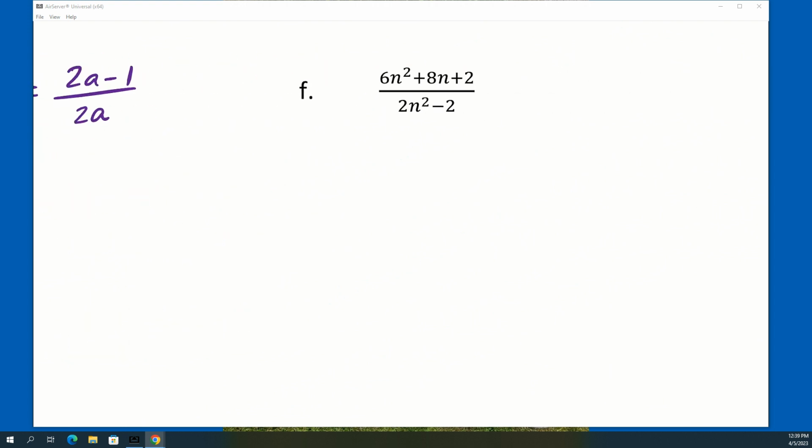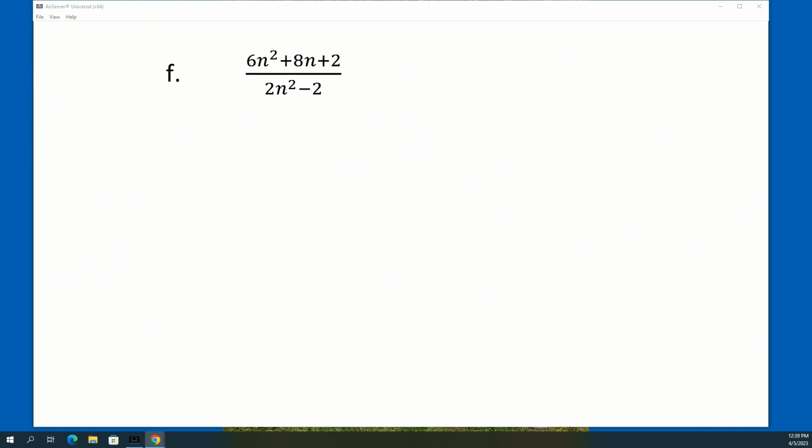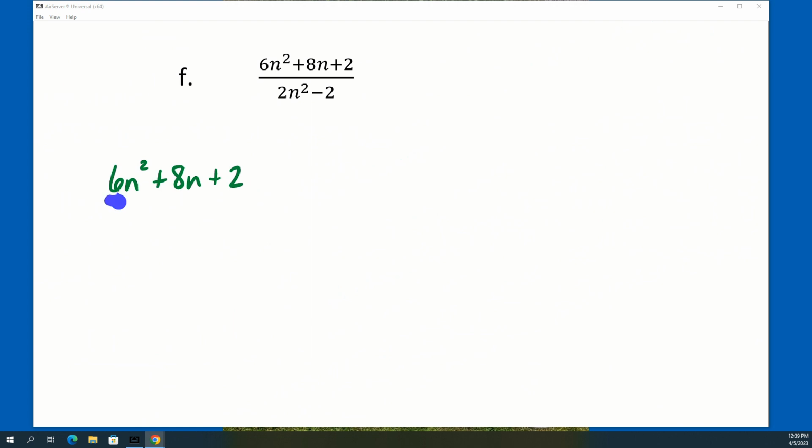All right, well, let's look at F. Really, the most difficult part of this is factoring. If you're super awesome at factoring, this is going to feel like a breeze. If you're not super awesome at factoring, then it's probably going to feel really challenging. Okay, so I just took that numerator, and anytime there's a number in front of the n squared, we still need to check for a common factor, and this one has a common factor of 2.